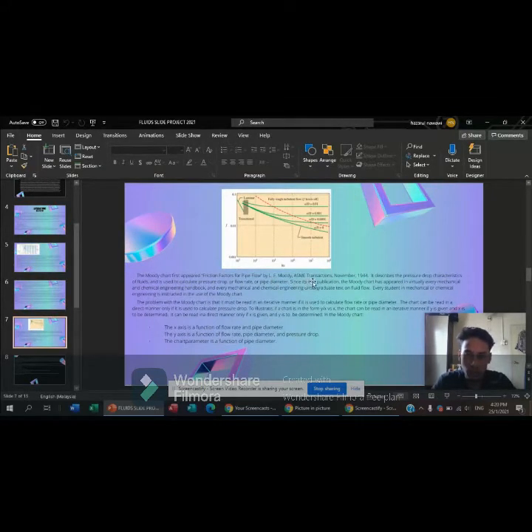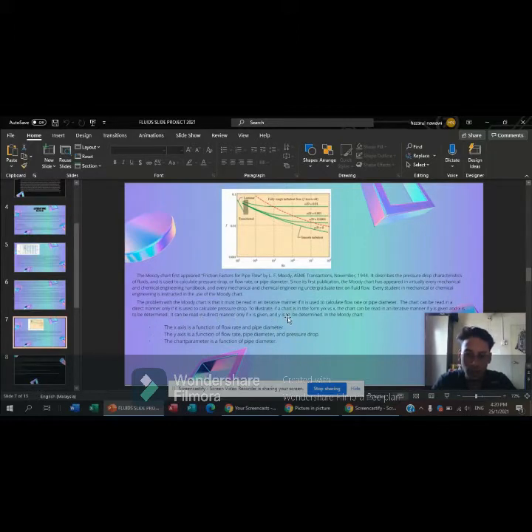Next, the Moody chart first applied the friction factor for pipe flow by L.F. Moody, ASME Transactions, November 1944. It gives the pressure drop characteristic of fluid and is used to calculate pressure drop, flow rate, or pipe diameter. The problem with the Moody chart is that we must read it in an iterative manner. If it is used to calculate flow rate or pipe diameter, the chart can be read in a direct manner, or if it is used to calculate pressure drop.